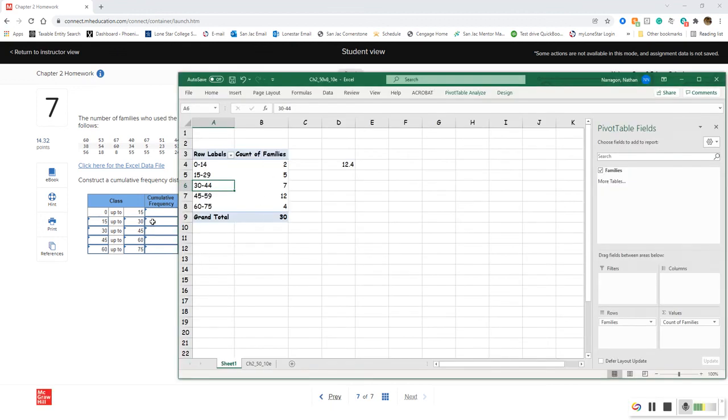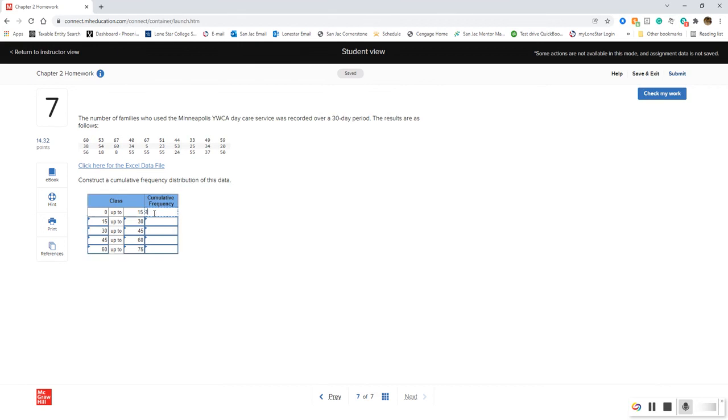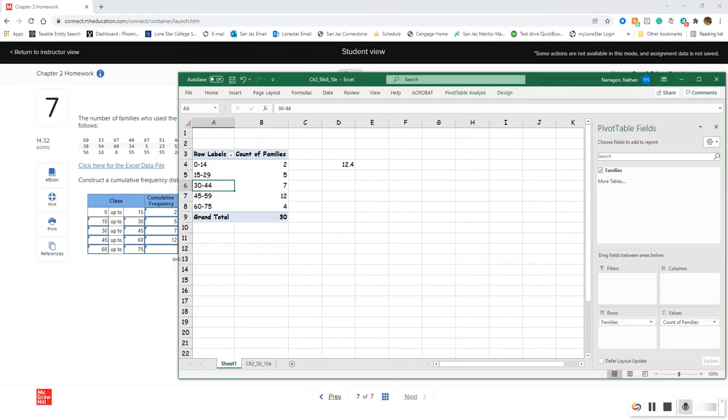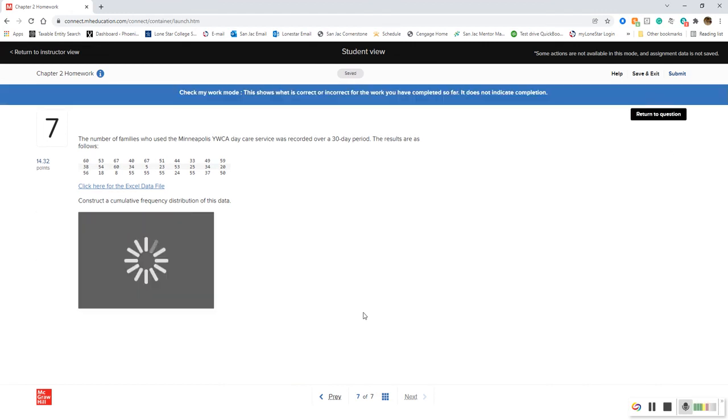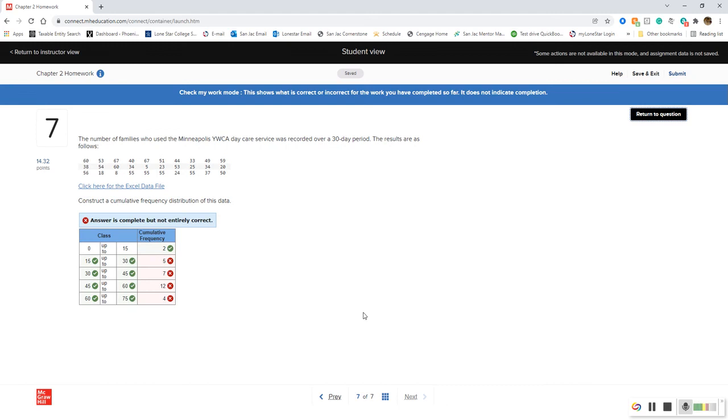And then finally finish by putting in our cumulative. So 2, 5, 7, 12, and 4. Did I do that right? And 4. I almost stopped at 24 because we were going higher. Alright, let's check. Ooh, so it looks like our Excel did not do it properly.